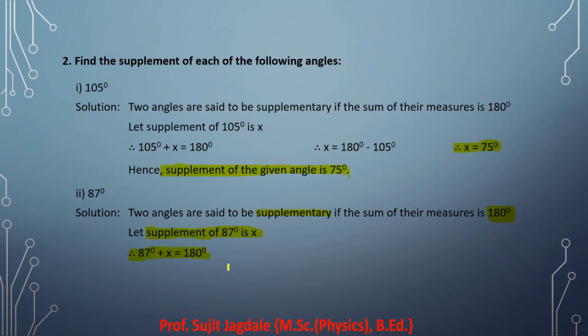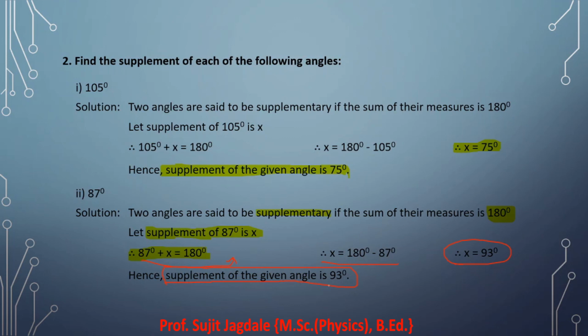Again transfer this 87 degrees to the right hand side. So we get x equals 180 degrees minus 87 degrees, and by performing that subtraction we get x equals 93 degrees. Hence the supplement of the given angle is 93 degrees.